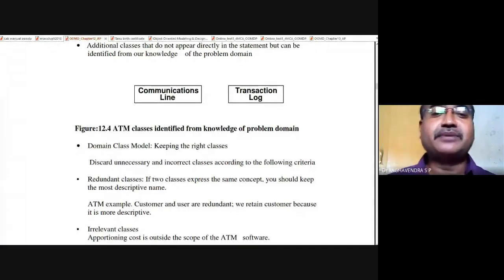Means we can keep the most descriptive, the one which is more and more related to the context. We will retain it, and those which are not, to some extent, related can be ignored or eliminated.